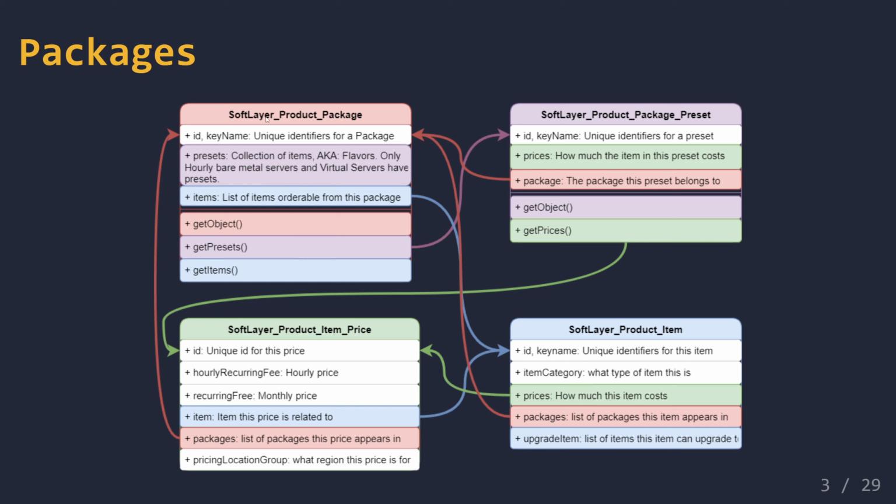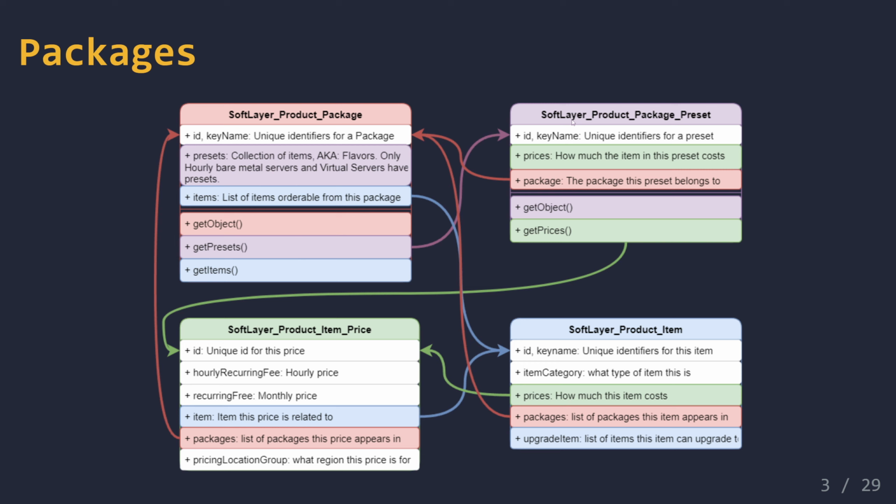So we have the SoftLayer product package service. It's got an ID and key name like all other services in the API do pretty much. And that's how you're going to identify packages from each other. A package might have presets, otherwise known as flavors. And these are going to be a collection of items that you order at the same time. It's also going to have a collection of items. Some of those items will be in the preset if they exist, and it'll just be a list of everything that's possibly orderable from that package.